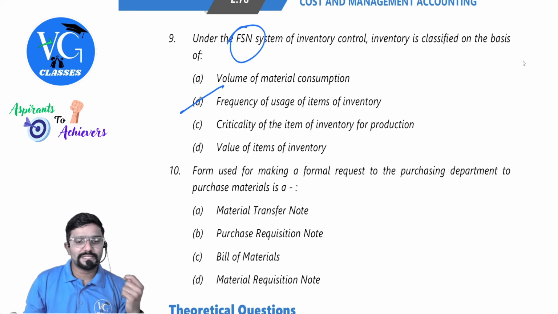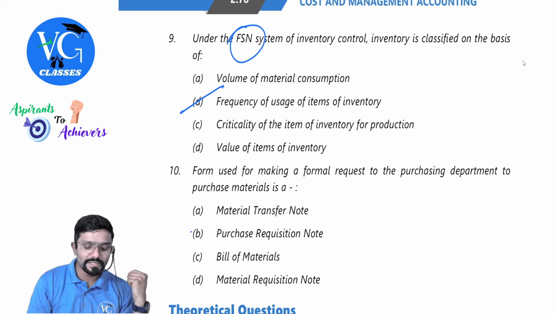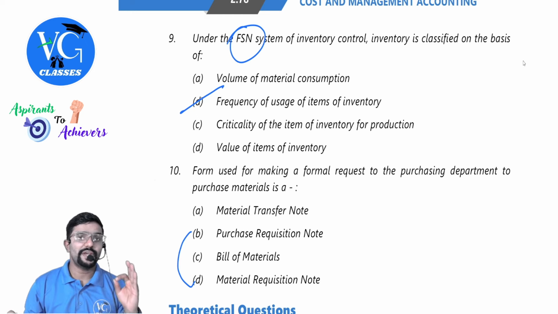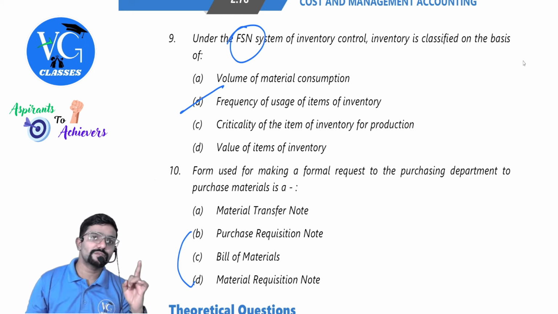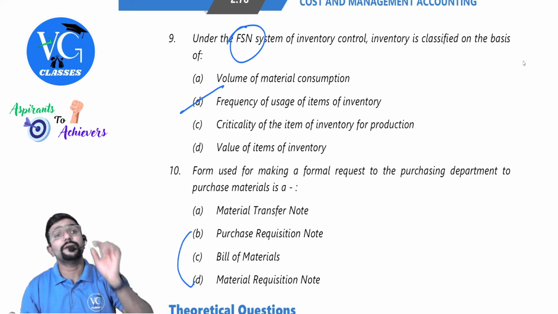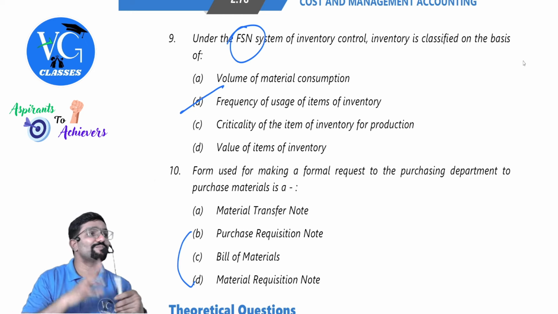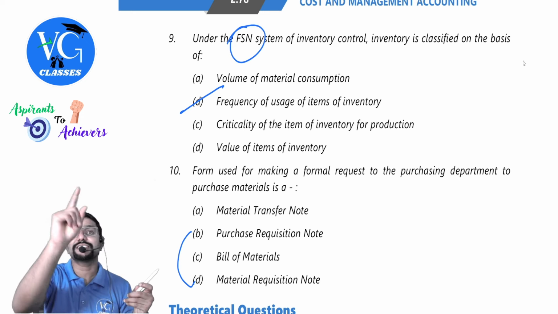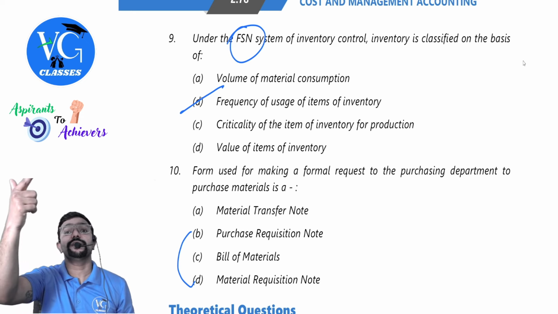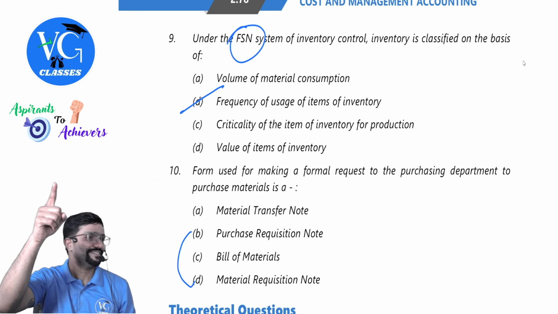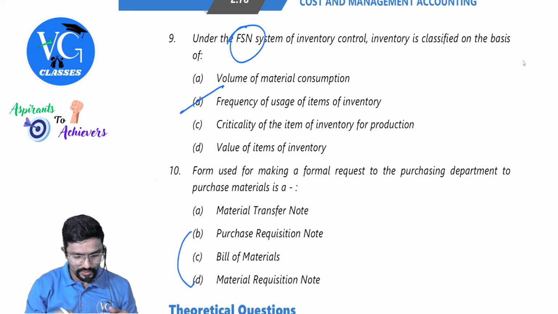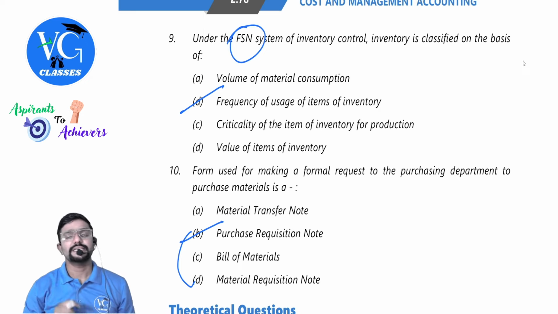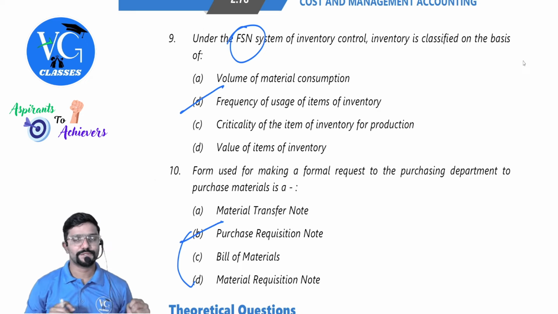The options are material transfer note, purchase requisition note, bill of material, material requisition note. Especially in between them, you will get confused. Material requisition note is given by production department to stores. Stores will now give purchase requisition to the purchasing department. Now the purchasing department, when they have decided the selected vendor, will issue a purchase order, asking him to deliver the goods. So it is a purchase requisition note, guys.